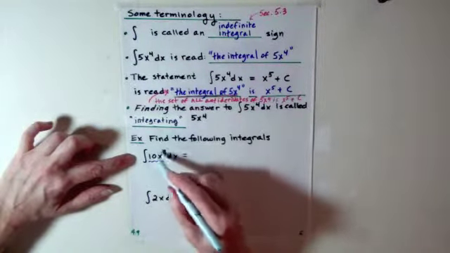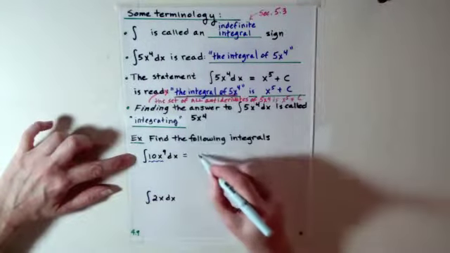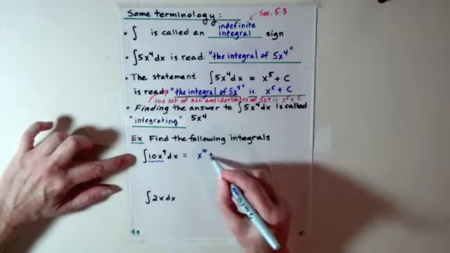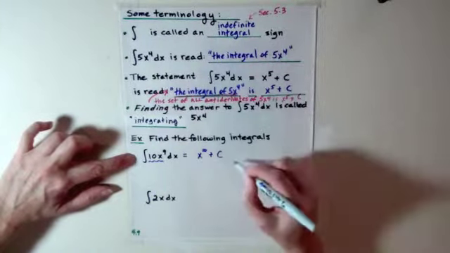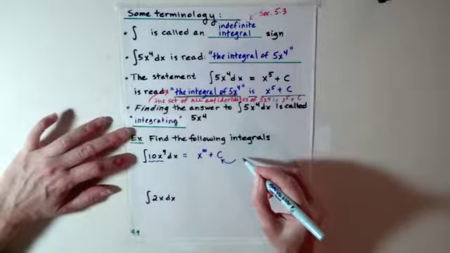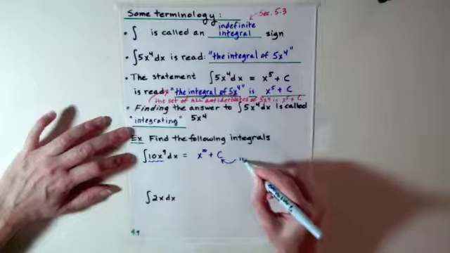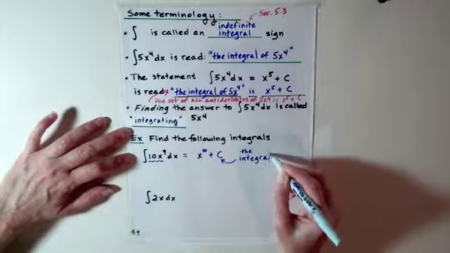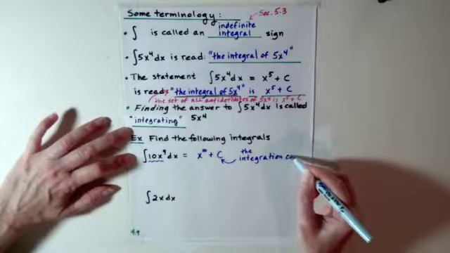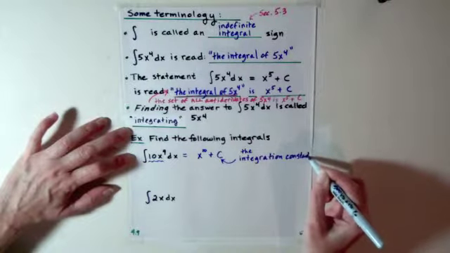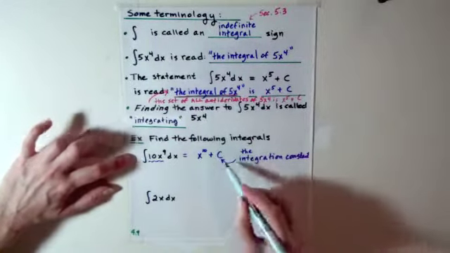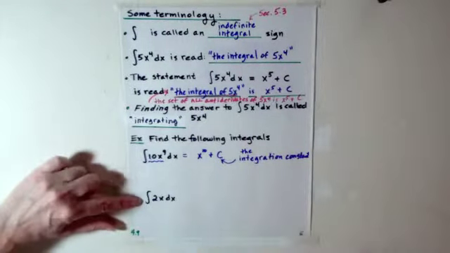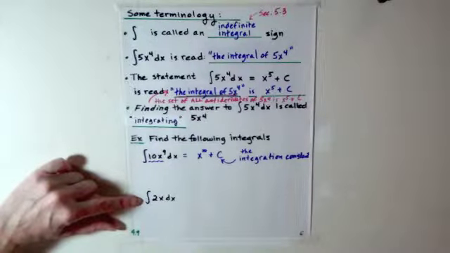And let's see. To get 10x to the 9th when we differentiate, I need to start with x to the 10th. Derivative of that is 10x to the 9th, and I can always add on any constant. By the way, this constant that we add on is called the constant of integration, or sometimes we simply say the integration constant. So that's what we call C. Now that we've introduced the word integral, C is called the constant of integration or the integration constant. Why don't you try this one, maybe pause the tape for a moment and just write out the answer.